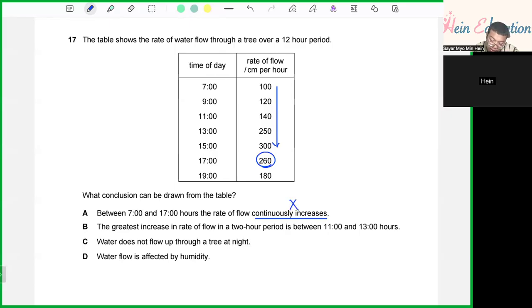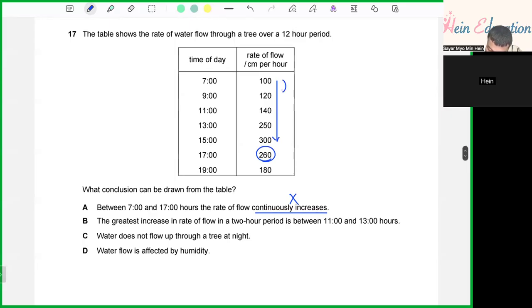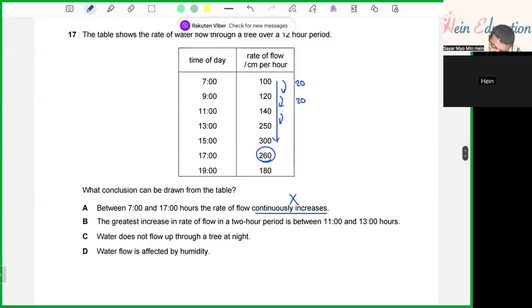The greatest increase in the rate of flow in 2-hour periods is between 11 and 13. So you can see that from 7 to 9, it's only 20. Here also 20. And here it's about 110. And here is 50. So these are all plus. This will be minus 40. So this will be minus something. Okay, so you can see that it's correct. So option B seems to be correct.